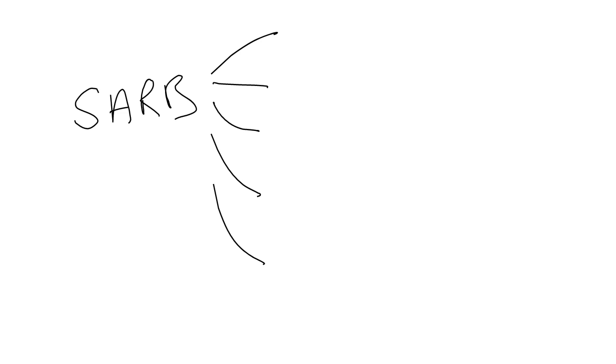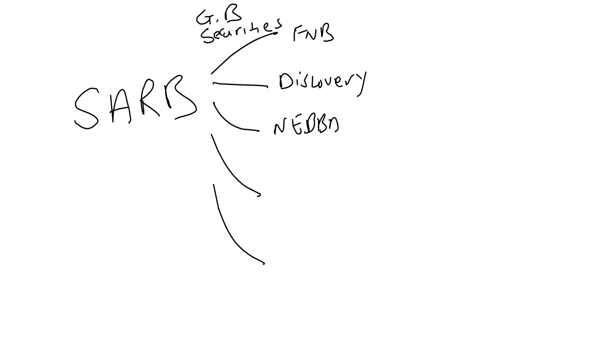What does this mean? So, if the South African Reserve Bank sees that there's too much money in circulation, it will then issue out securities or government bonds. I'll just put here government bonds or securities, to FNB, Discovery, Nedbank, etc., etc.